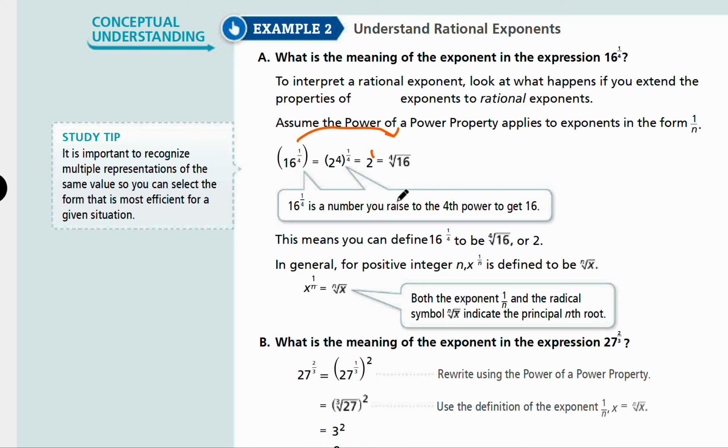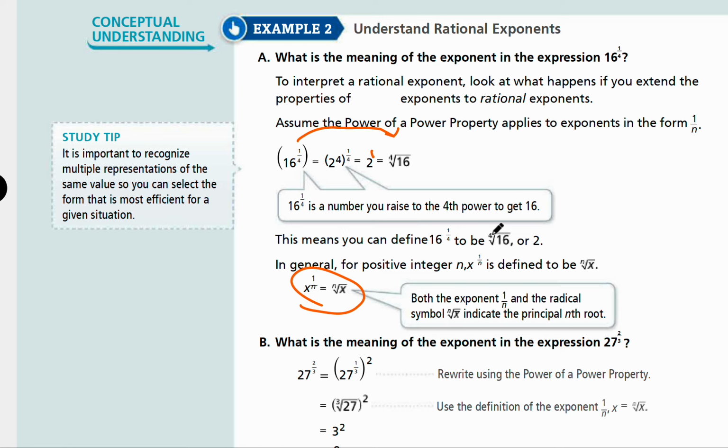So this means you can define 16 to the 1 over 4th power to be the 4th root of 16, or 2. So in general, for positive integer n, x to the power of 1 over n is defined to be the nth root of x. So this is the fractional power.